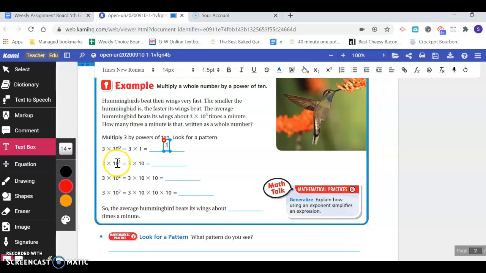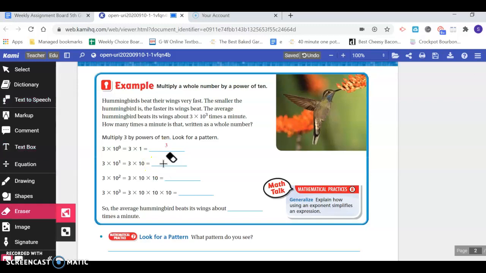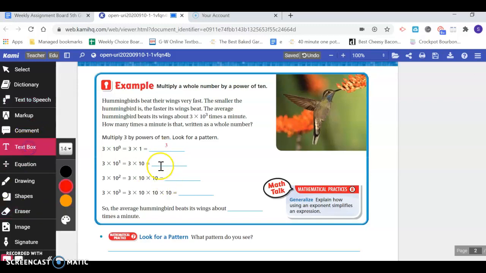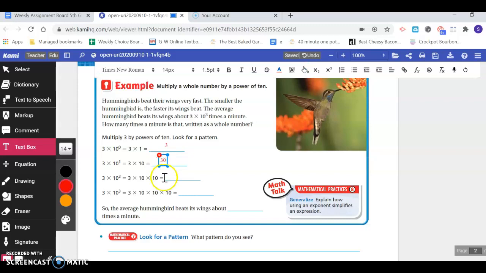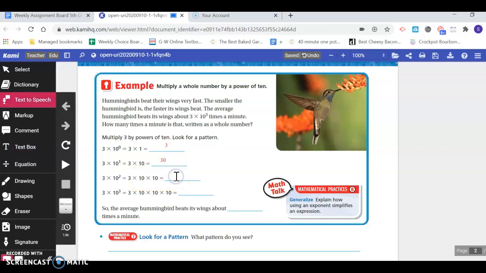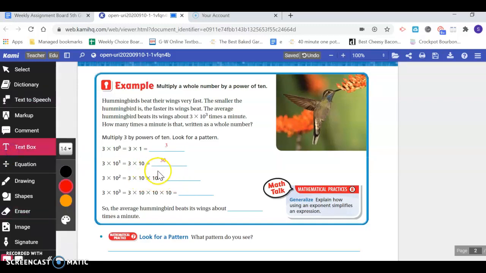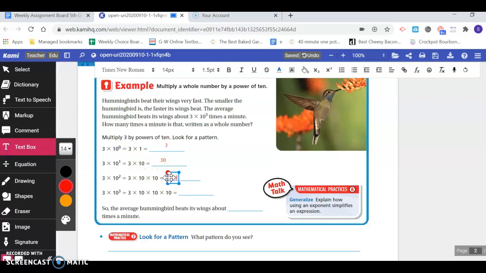3 times 10 to the first power is the same thing as 3 times 10. That's 30. Oops. That's 30. 3 times 10 to the second power, how many tens is that? That's 2 tens. 3 times 10 is 30. 30 times 10 is 300. I don't know why that keeps happening. That's so frustrating. Okay, so look at what's happening. Do we see a pattern?